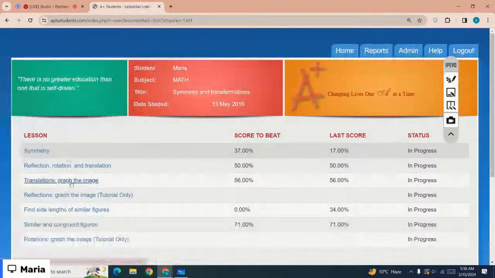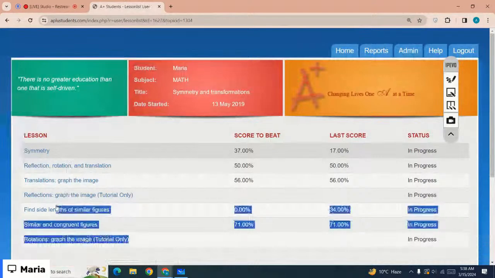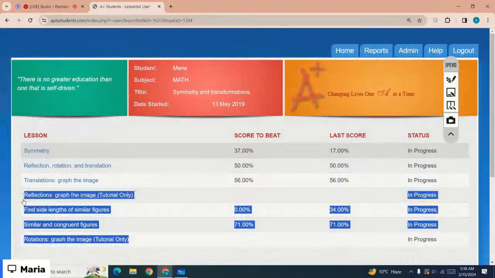The chapter we're working on is symmetry and transformations. The lessons we have covered today are reflection, graph the image, find side lengths of similar figures, similar and congruent figures, and rotations, graph the image. So please make sure before the next session you complete all the practice questions for the lessons we did today. That is your homework until the next session.